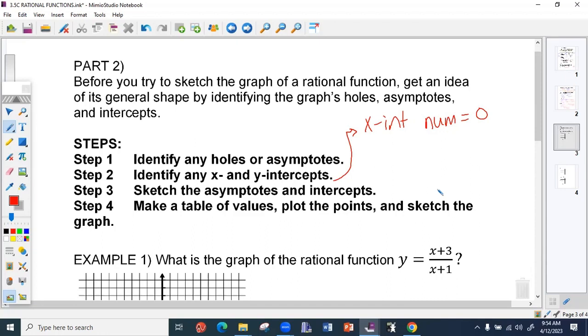Did you make a line from step 2? Yes. To find your y-intercepts, you're gonna plug in 0 for all x's. So wherever there's an x, you're gonna plug in a 0. Because we already know how to do step 1, identifying the holes and asymptotes, step 2 is going to be the new piece.